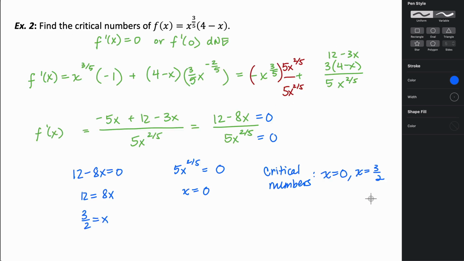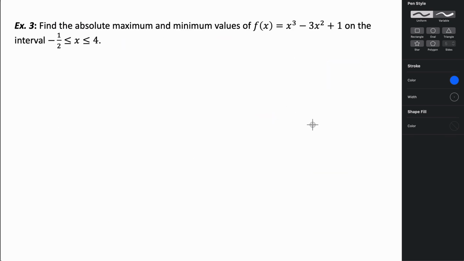Okay. So even though 0 makes the denominator here undefined, I can effectively plug 0 into this, so it is a potential candidate for a maximum or a minimum. So we want to find the absolute maximum and minimum values. Now, the key to this problem is the word absolute, right? And remember, absolute means that it can happen at endpoints, right? So absolute extreme values can happen at endpoints.